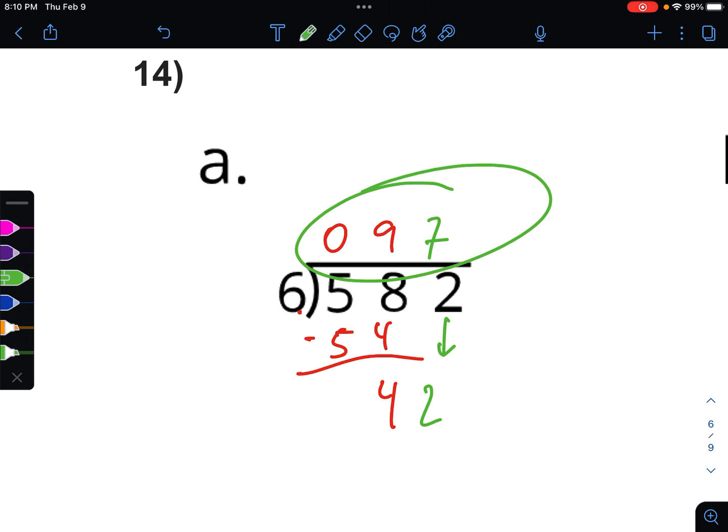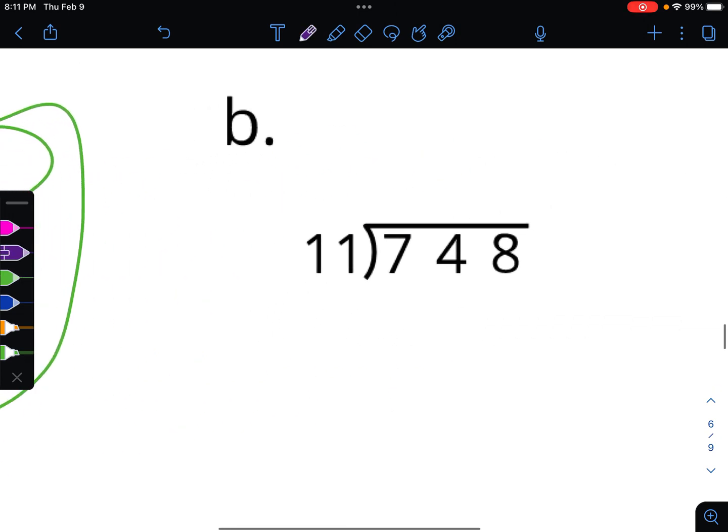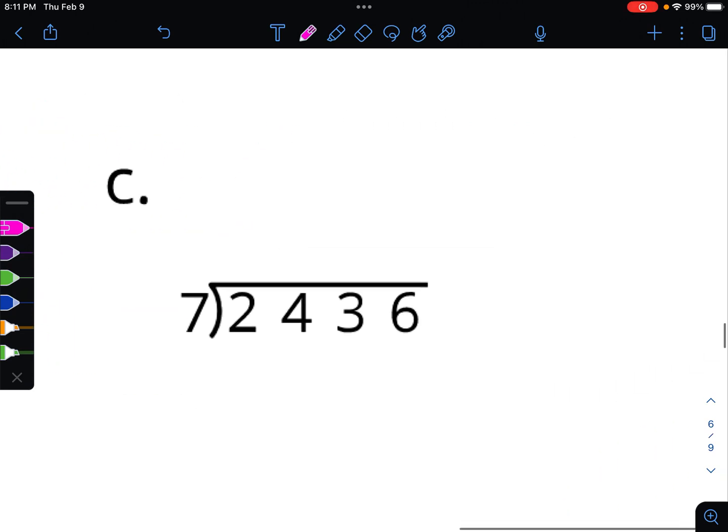How many 6s are in 582? There are 97 of them. Kind of fun. How many 11s are in 748? Let's find out. How many 11s are in 7? None. How many 11s are in 74? Well, there's 6 of them. 6 times 11 is 66. Do we have any remainders? We do. 74 minus 66 is 8. Drop the 8 down. 11 goes into 88 8 times. No remainder. Done. There are 68 11s in 748.